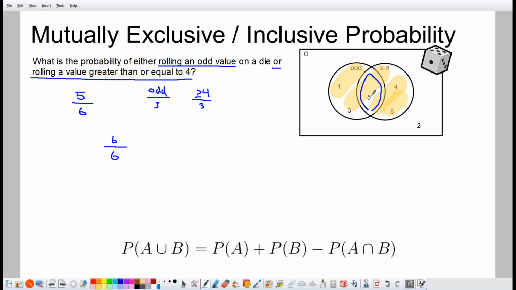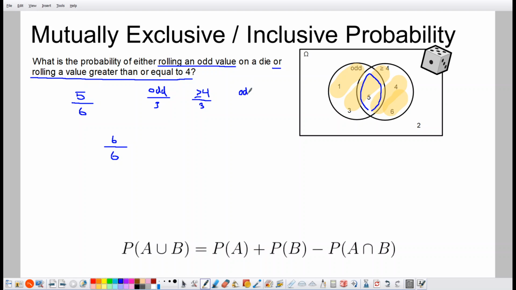I've counted that number twice. And so this sum, if I add up the 3 and the 3, that's including 2 copies of this intersection. Okay, now to fix this sum here, we need to subtract away the intersection.